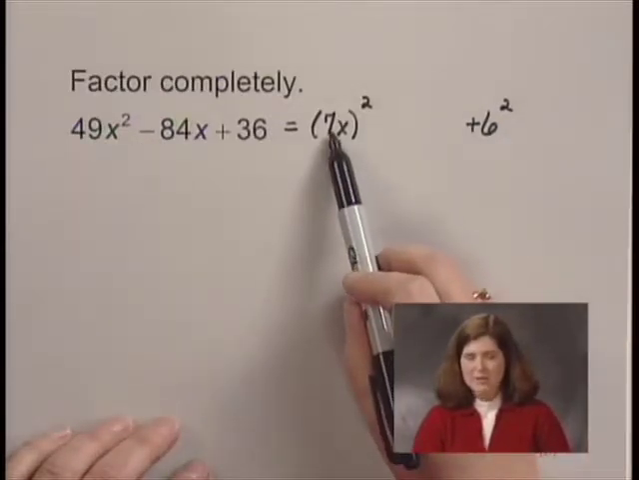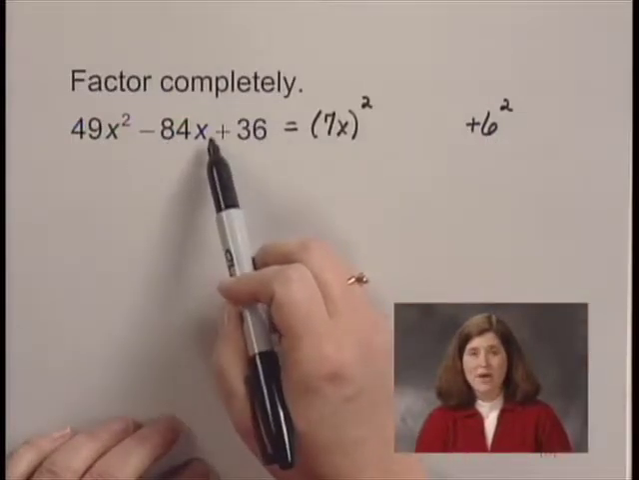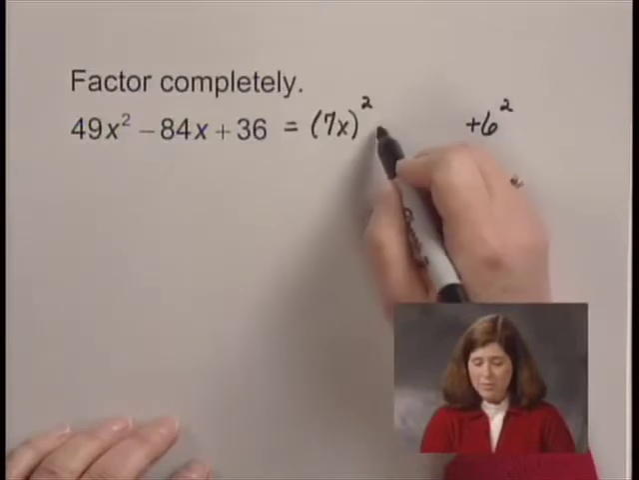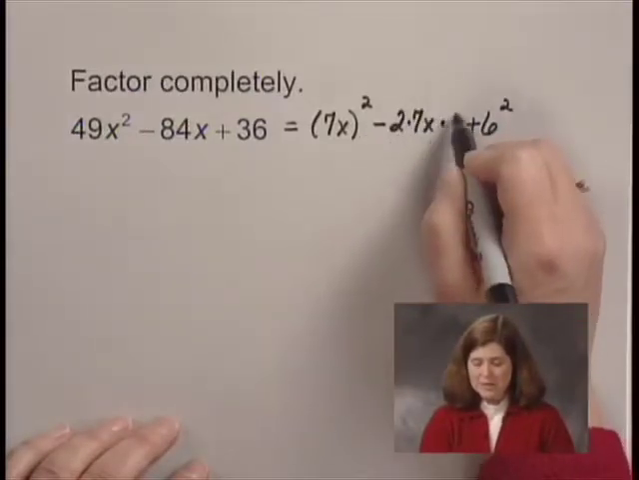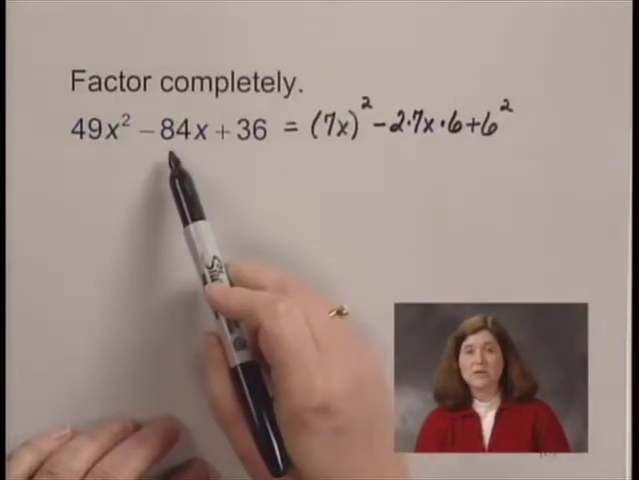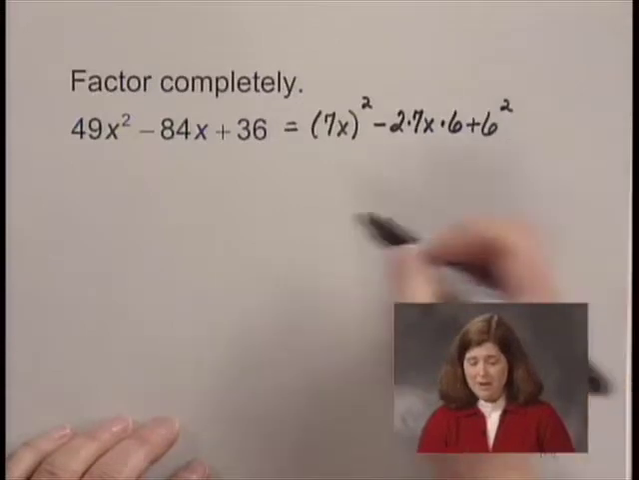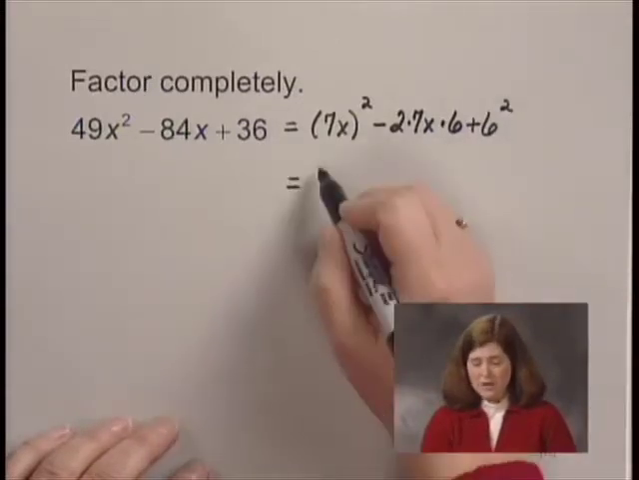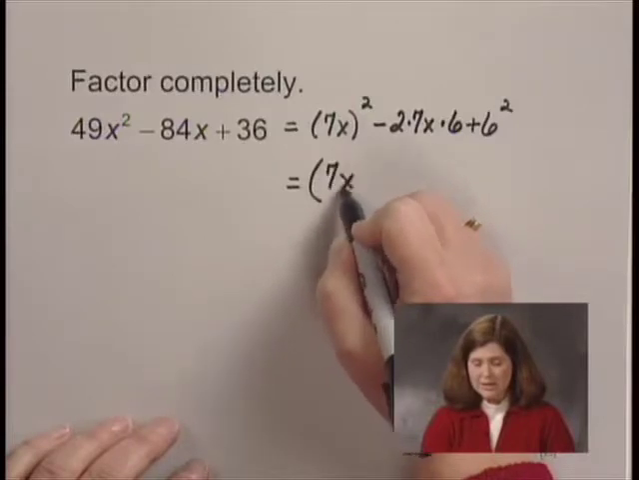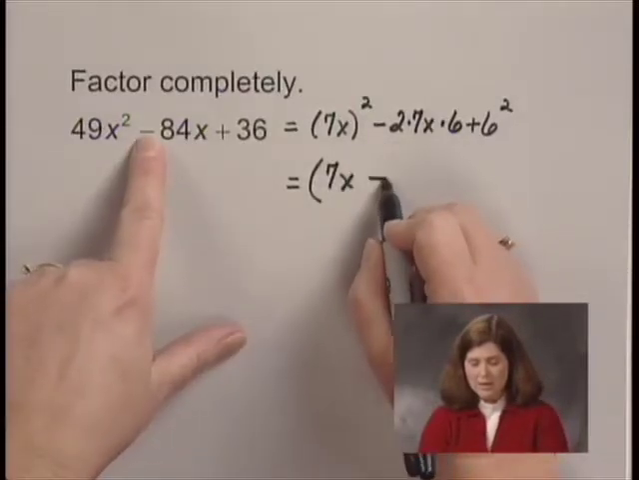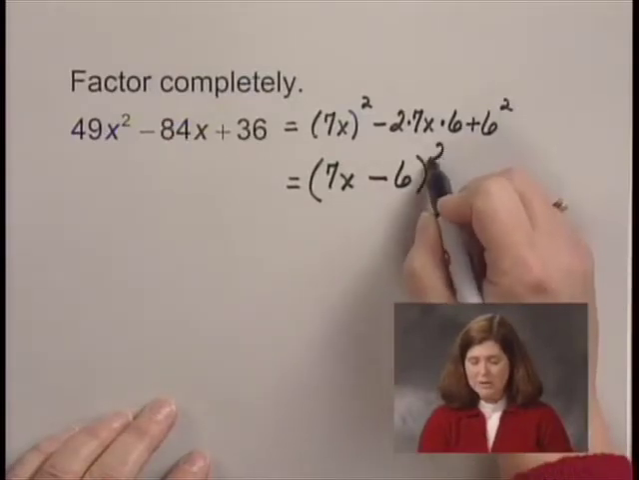2 times 7 times 6 times x is 84x. So I do have minus 2 times 7x times 6 as my middle term. I do have a perfect square trinomial. Once I have that, I can factor directly and write this as 7x, the minus sign, and then the 6, and that binomial is squared.